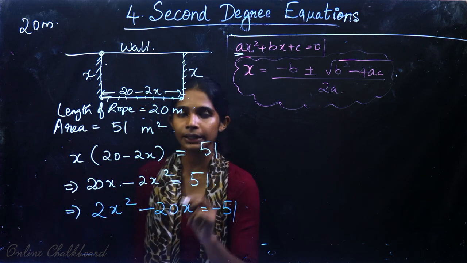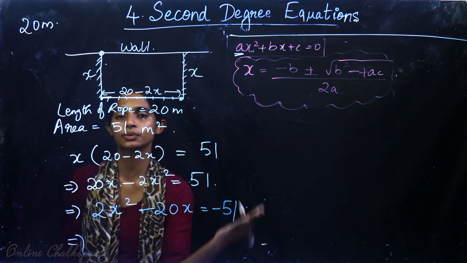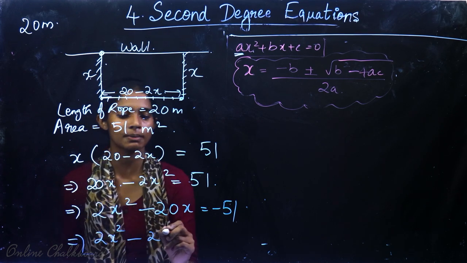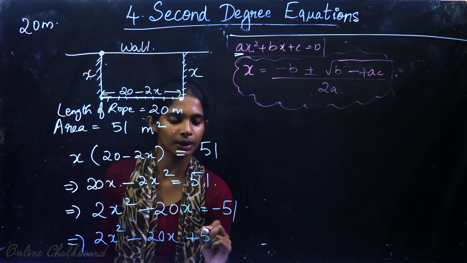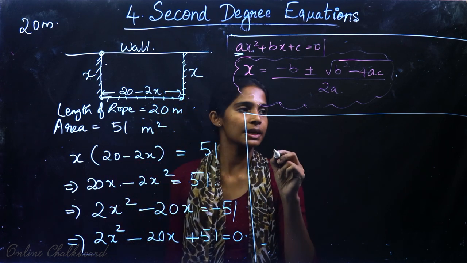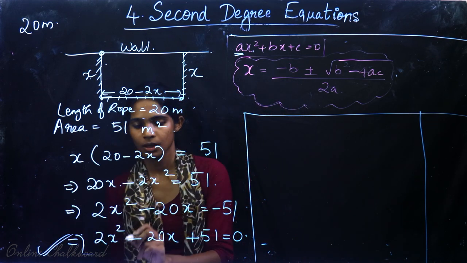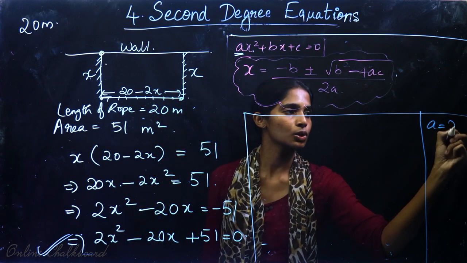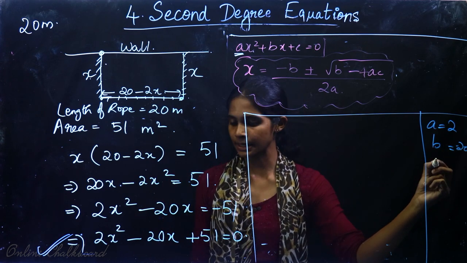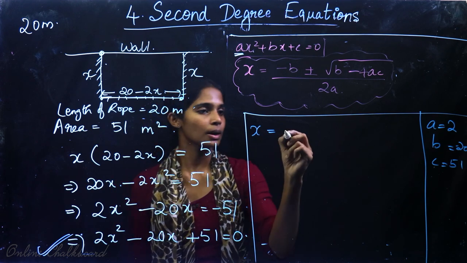So, we will write the general form, equal to 0. So I will write minus 51 on the left. So this will be 2x square minus 20x plus 51 is equal to 0. Okay, now we use the general formula. In the general formula, we use A, B, C, so identify them from this equation. So here you can see A is equal to 2, B is equal to minus 20 and C is equal to 51.